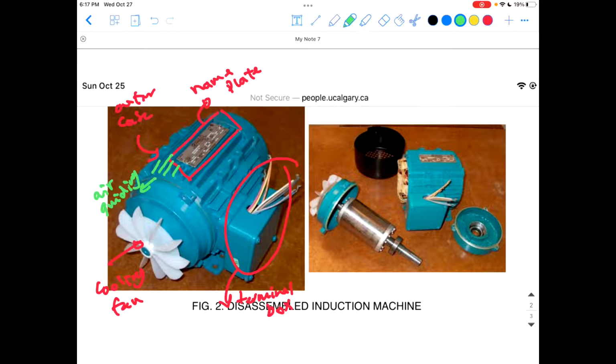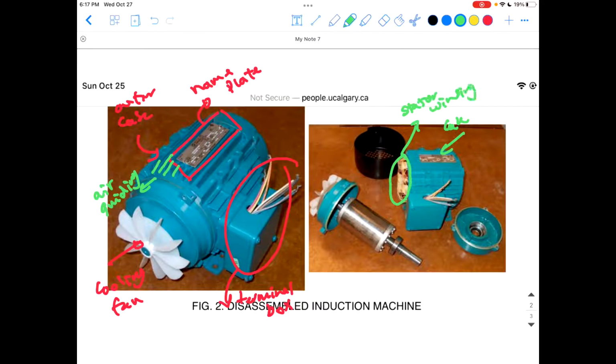Here on the right hand side is the same motor, but taken apart. Again, that is your case. Inside here, we will take a better look at the stator winding.